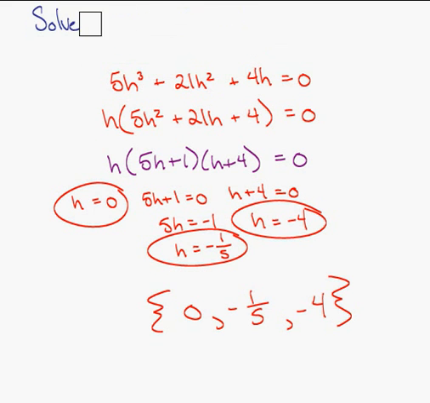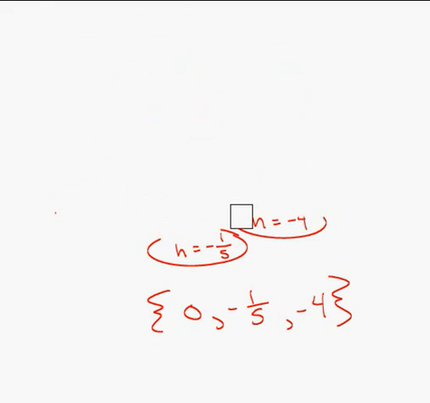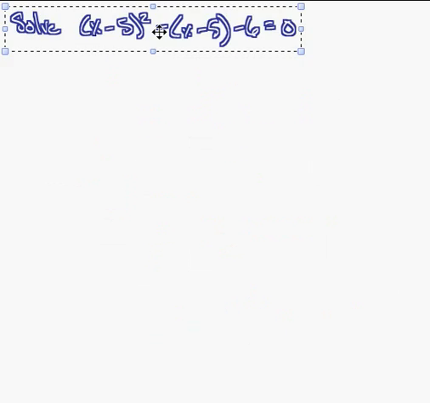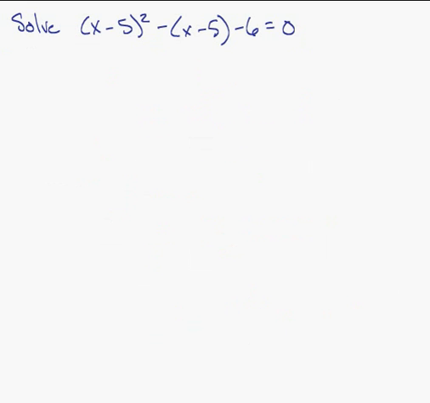Now on to the next problem. We have a pretty simple problem. It just looks ugly. What I have here is a parentheses with an x minus 5 inside, and I have actually two of those. So what I'm going to do is let y equal x minus 5. And the reason why I'm doing that is because if we substitute y for x minus 5, it gives us a much easier problem to look at.